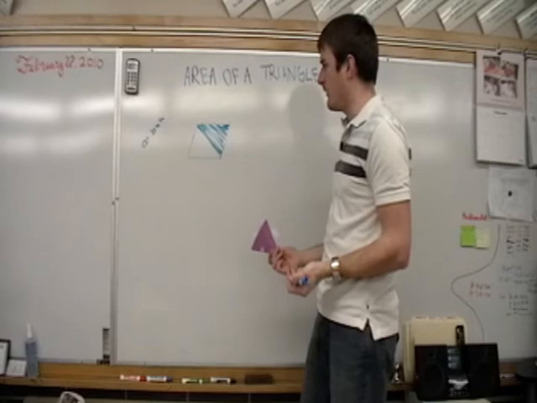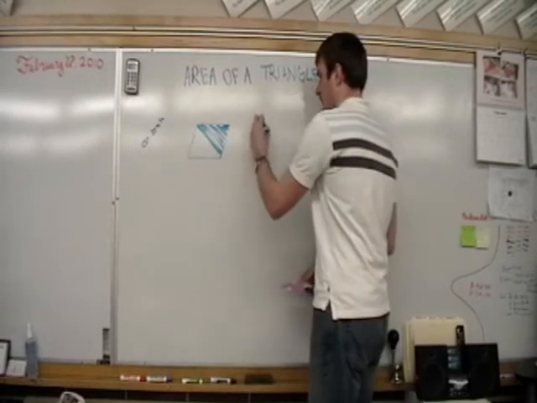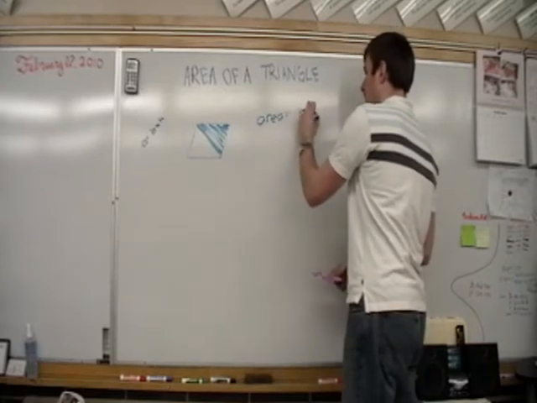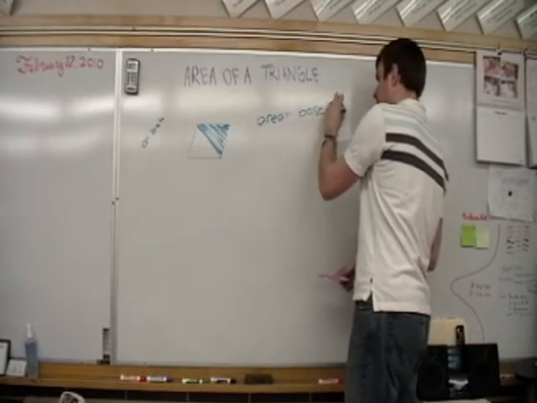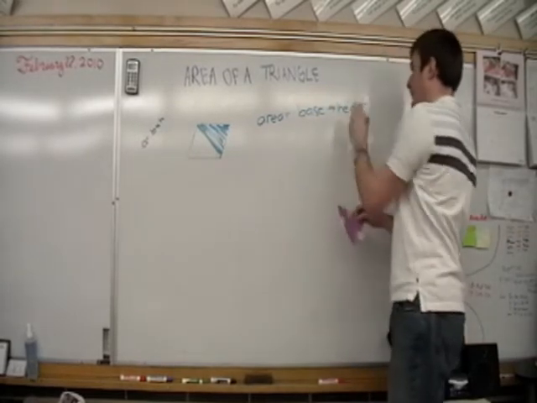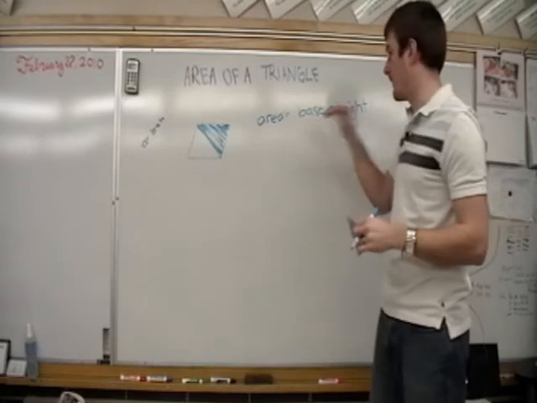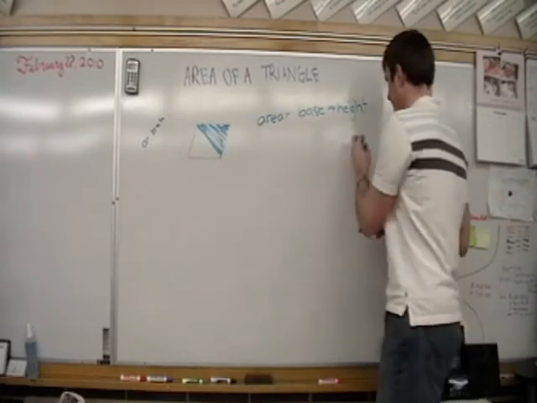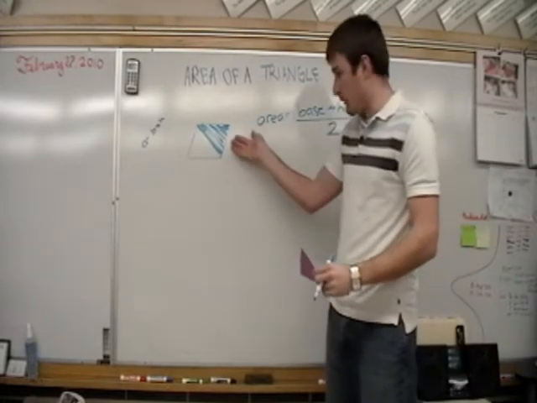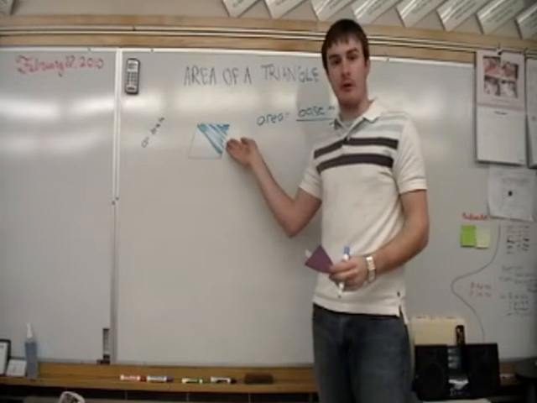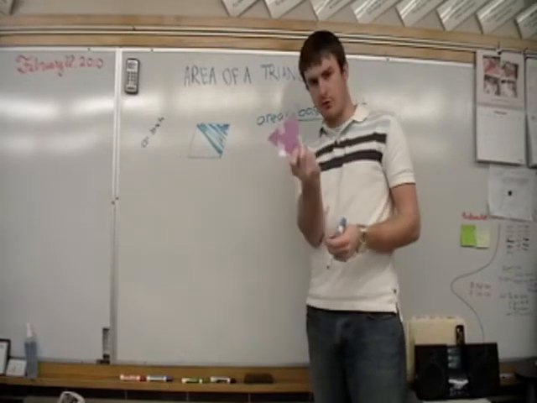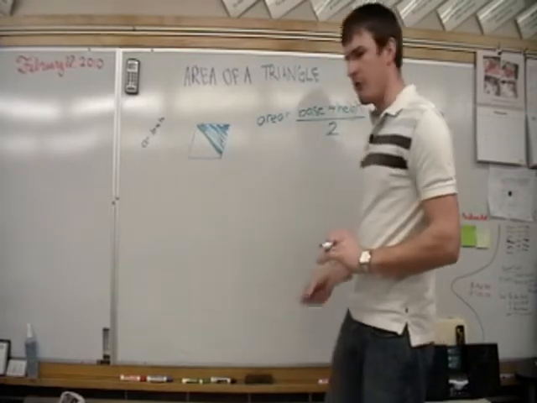Now, in order to find the area of this triangle, all I need to do is take my base times the height, remembering that this is our formula for a parallelogram or a rectangle. So I have base times height, and then I'm just going to divide it by 2, or divide it in half, because, well, guess what? Only half of this parallelogram is shaded in, which means that half of a parallelogram is just your regular old triangle.